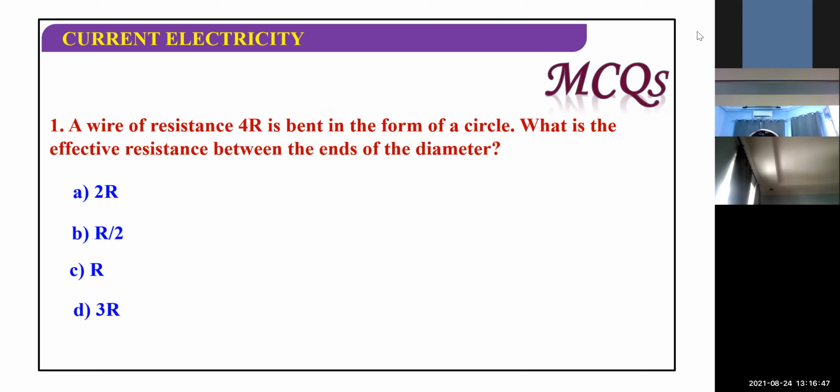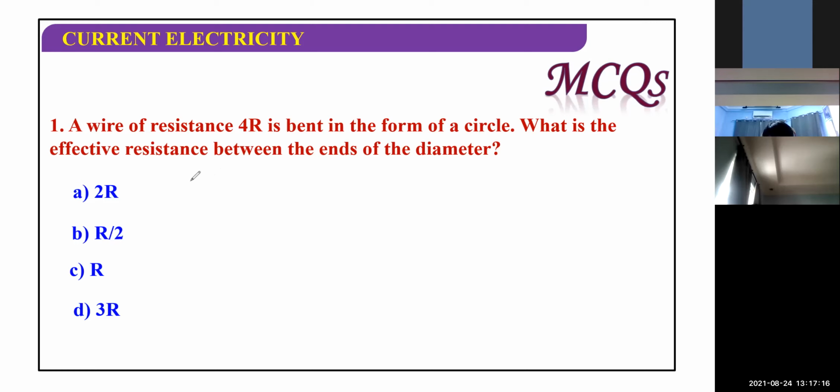Question number 1, children. Are you there? Are you listening, boys and girls? Yes, sir. Now, please pay attention to this question number 1 and find out the answer. A wire of resistance 4R is bent in the form of a circle. What is the effective resistance between the ends of the diameter?